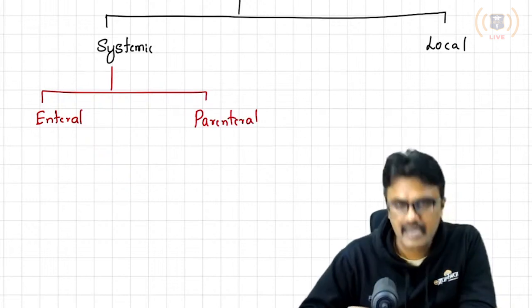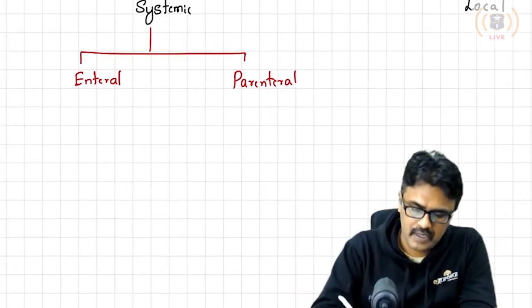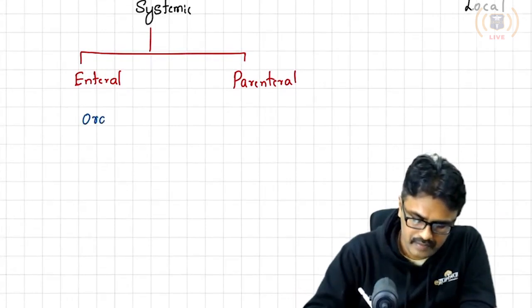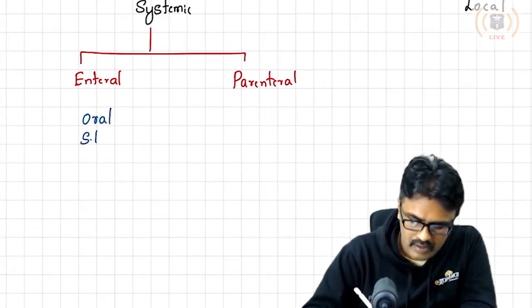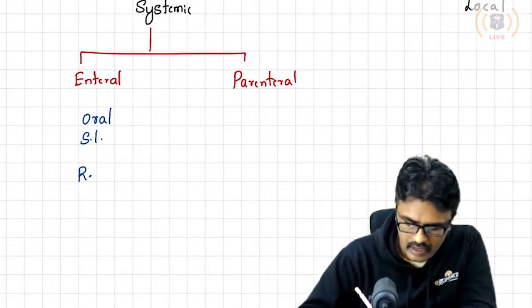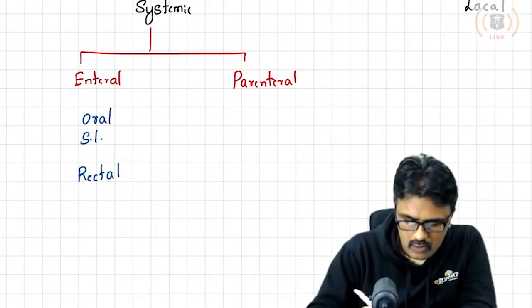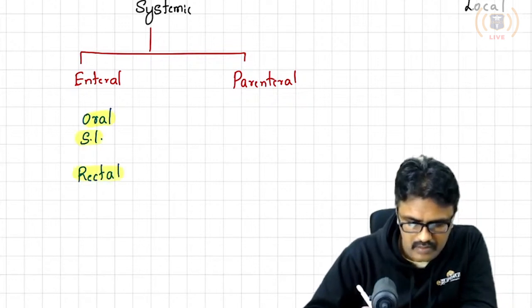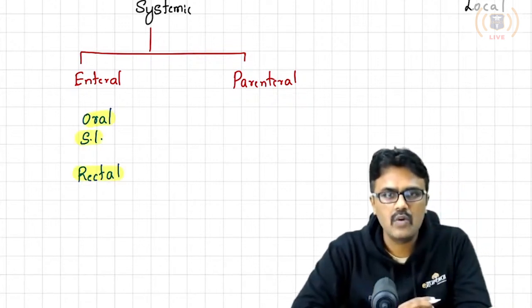So what are the routes that come under enteral? It is the oral, sublingual, and the rectal. So all these 3 routes come under the enteral route. That is oral, sublingual, rectal.